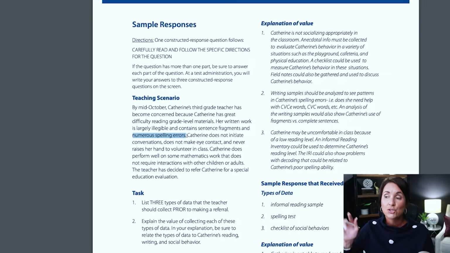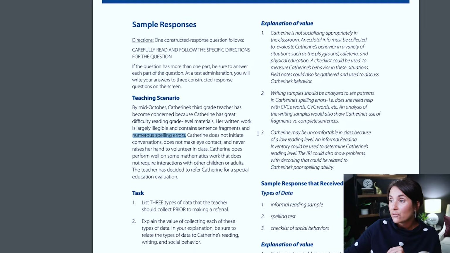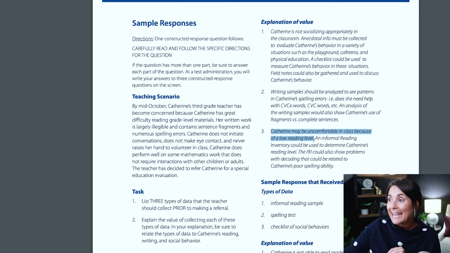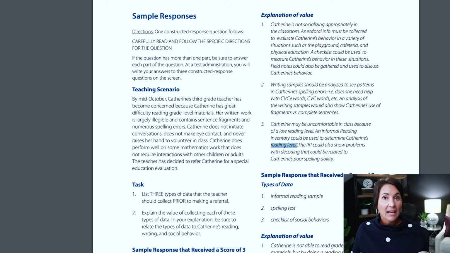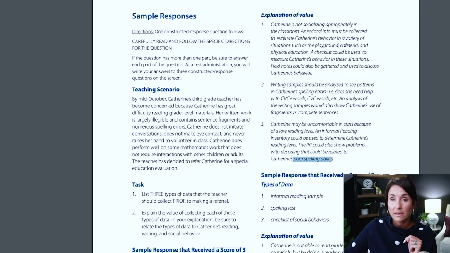So they relate it back to that particular teaching scenario. So good there. And now finally, number 3, Catherine may be uncomfortable in class because of low reading level. An informal reading inventory could be used to determine Catherine's reading level. IRI, informal reading inventory. All right. Now, that's specific. That is a specific piece of data. And then she goes on to say the IRI could also show problems with decoding. Another specific example that could be related to Catherine's poor spelling ability.